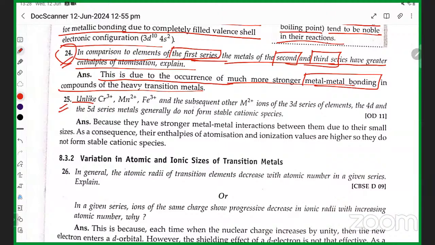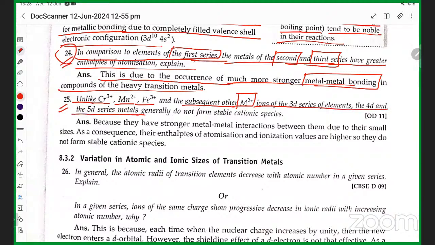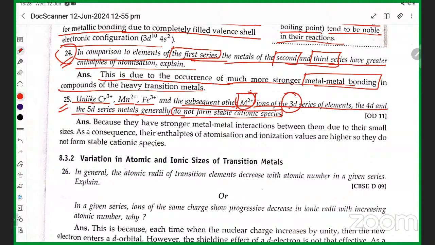Okay, question number 25. Unlike chromium 3 plus, Mn 2 plus, Fe 3 plus, subsequent M2 plus ions of the 3d series of elements, the 4d and 5d series metals generally do not form stable cationic species. They are saying the 4d and 5d series elements do not form stable cations like that. What is the reason behind this?